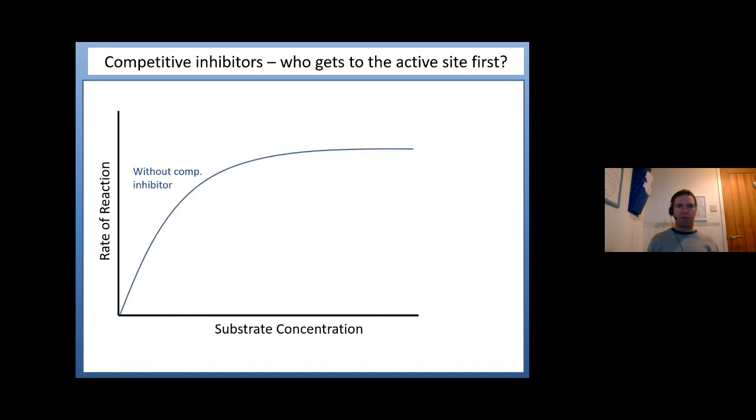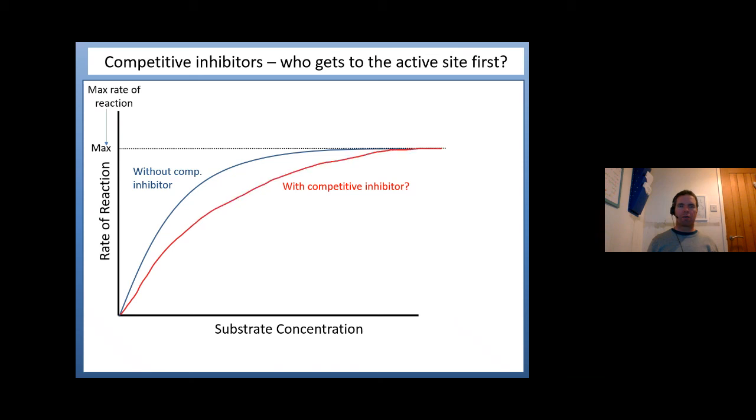So here's our standard without a competitive inhibitor. Now we're going to add a competitive inhibitor. We know that there's our maximum rate of reaction there, and we've seen this before. That's because at this point all active sites are occupied. That's what we've said before. With the competitive inhibitor, look what we've got. Now we can look at two different scenarios here.